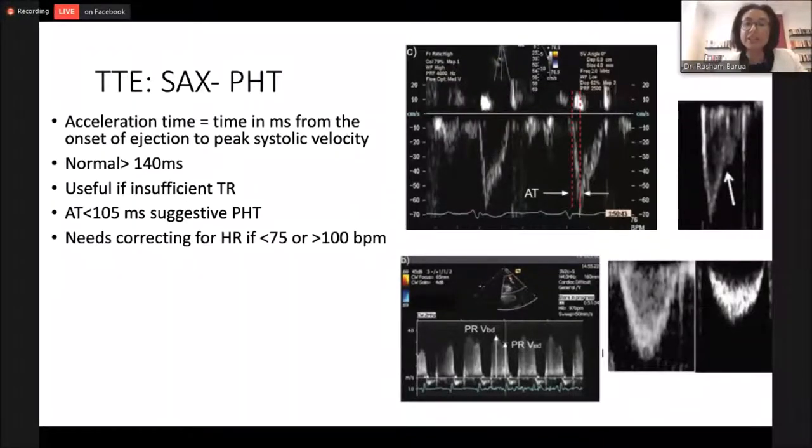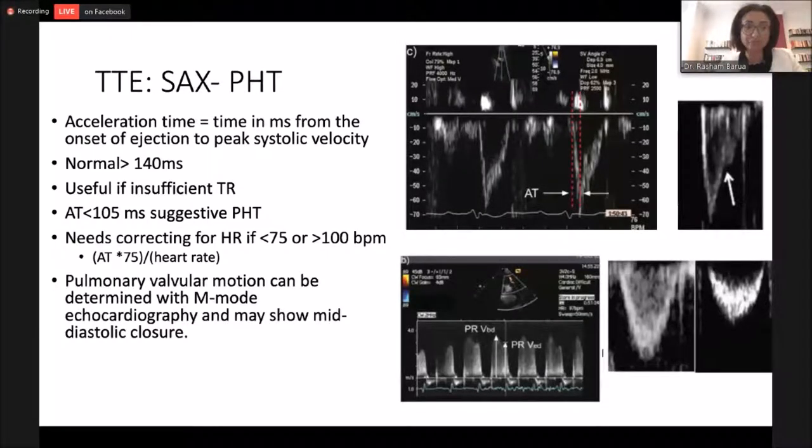But acceleration time, as you can imagine, is very dependent on heart rate. So if you are tachycardic or if you have a heart rate of less than 75 beats per minute, then we need to correct that acceleration time to take that into account. And that's how you do it. You multiply that acceleration time by 75 and divide by the heart rate to normalize the heart rate. Again, not pathognomonic, but can help support the diagnosis of pulmonary hypertension.